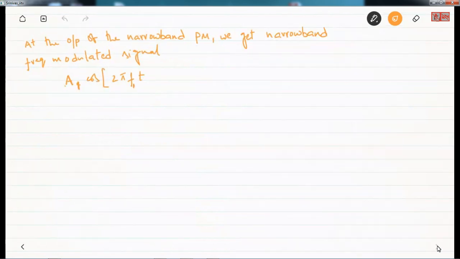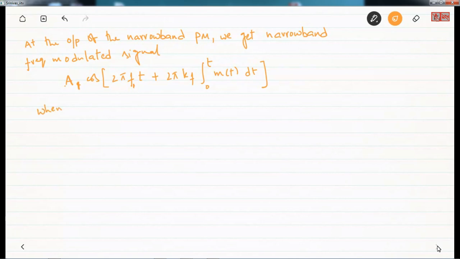So A1 cos 2 pi f1t plus 2 pi kf integral 0 to t m of t dt. Because to the phase modulator you have given input as integral 0 to t m of t dt, and the phase modulator will exactly do this. So this is the output of the narrowband phase modulator, right?